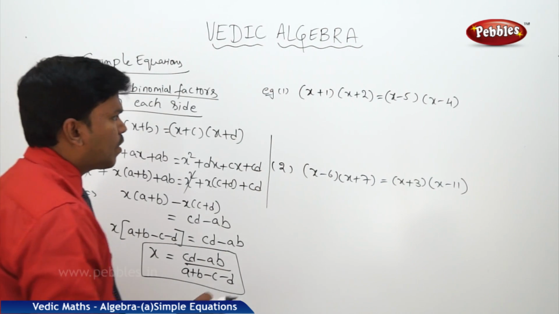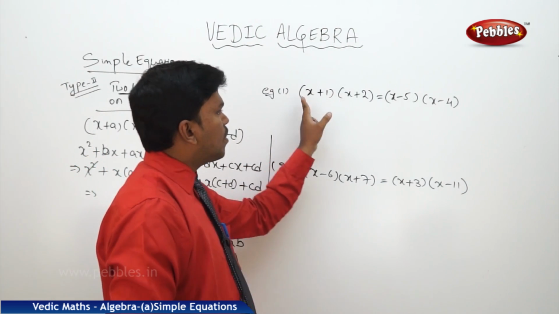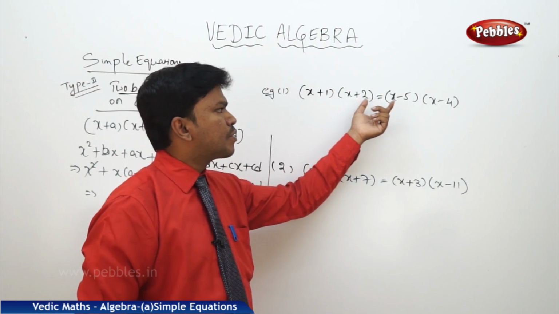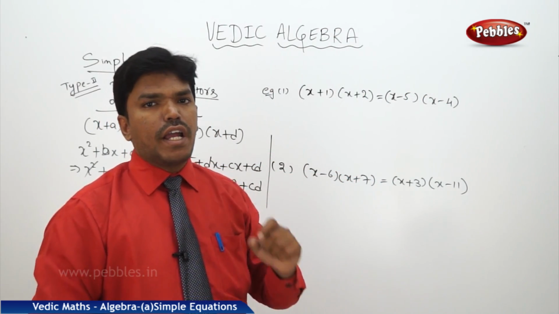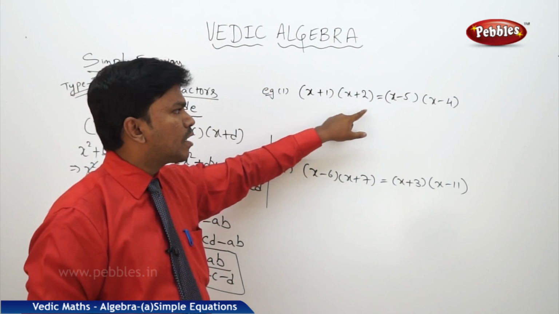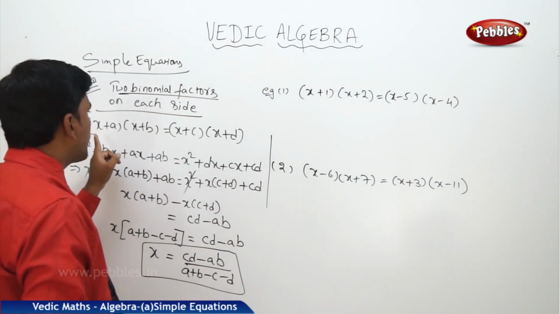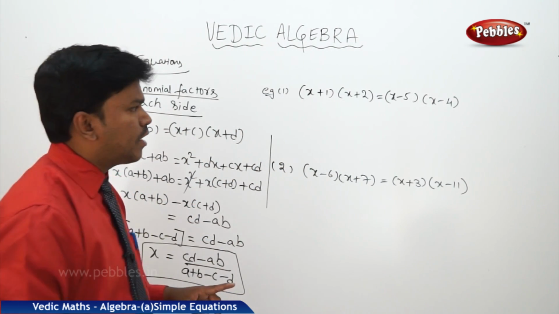Now let us solve two examples of this form. If you observe the equation (x plus 1) into (x plus 2) equal to (x minus 5) into (x minus 4), it is immediately very clear that this is an equation of the form (x plus a) into (x plus b) equal to (x plus c) into (x plus d).